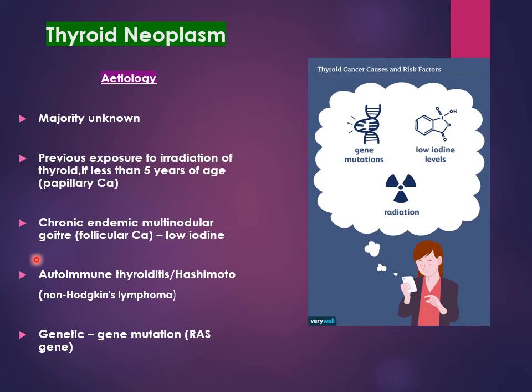Okay. And the third group will be the autoimmune thyroiditis, such as Hashimoto's disease, which produces non-Hodgkin's lymphoma of the thyroid. And the last group is the genetic causes, such as gene mutation, such as the RAS gene. So in general, gene mutation, low iodine, and radiation are the main predisposing causes.